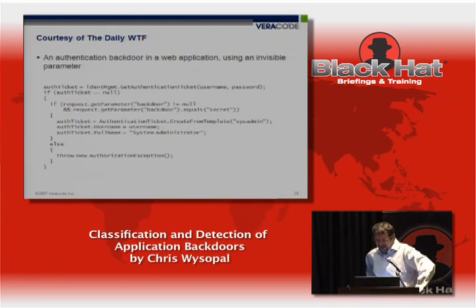I put this one in kind of because it's humorous. This is one courtesy of the Daily WTF, and what they did was they used an invisible parameter, and the invisible parameter was called backdoor, and they checked to make sure if you set that to secret. So not much obfuscation was happening here. So at the very least, grep your code for the word backdoor.